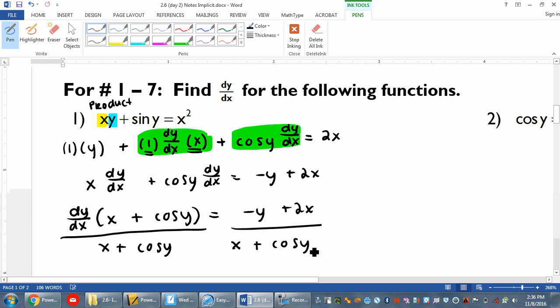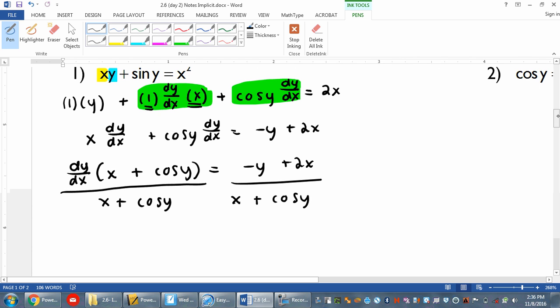Now you should always check to see if you can factor out a GCF. These are the terms that you're looking for. You're never going to be able to factor anything out of the cosine of y, because remember, cosine and y come together, you can't separate them. And for the 2, the negative y, and the x, there isn't anything I can divide them all by. So my derivative, dy over dx, is just going to equal negative y plus 2x all over x plus cosine of y.